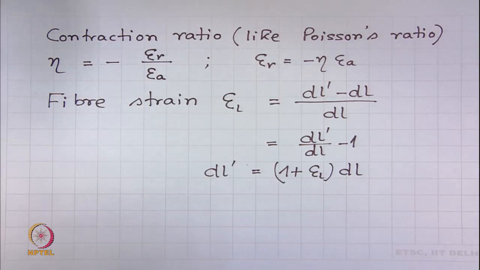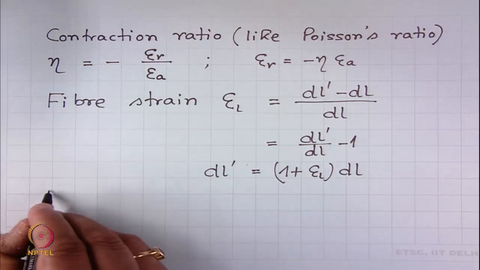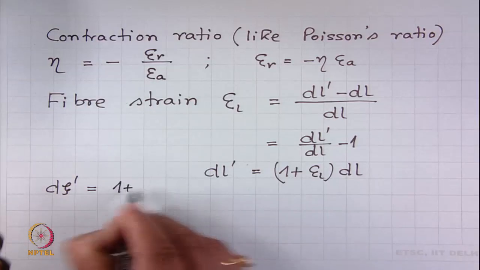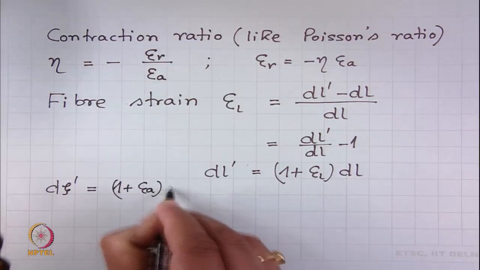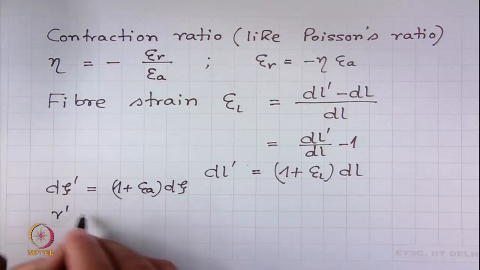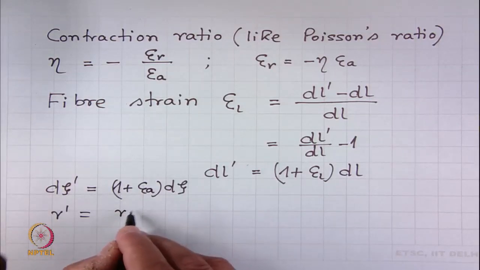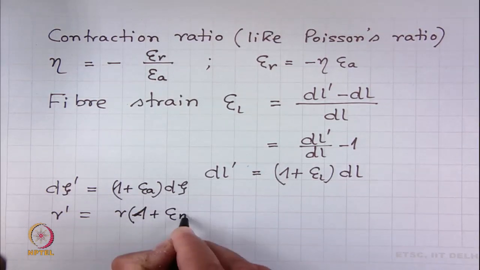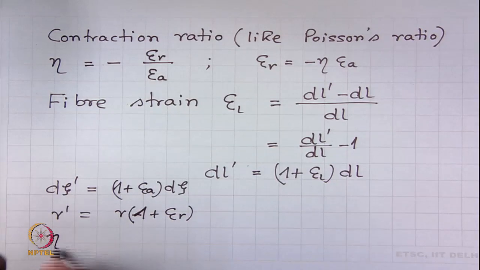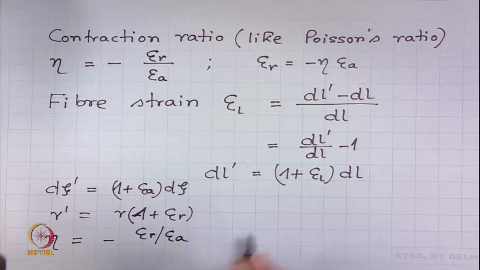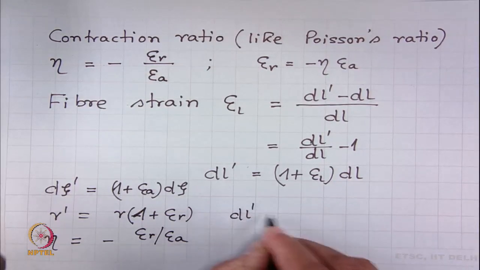So, if we summarize these 4 quantities, first one was d zeta prime is equal to this, second one was the new radius, r prime equals r times 1 plus epsilon r, third was the contraction ratio, and the fourth is this one.